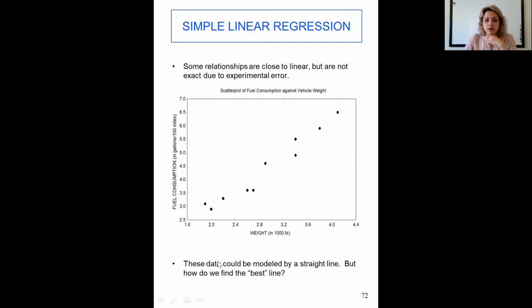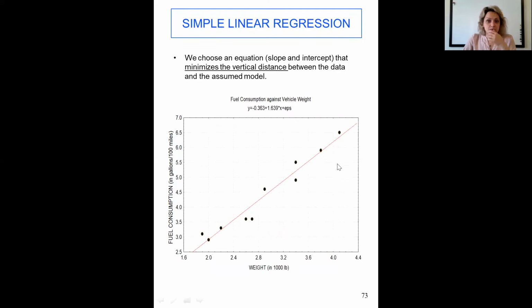Some relationships are close to linear, but are not exact due to experimental error. This is a review, and we are going to talk about it a lot again in chapter 2, but you can look at it in CHE 220 chapter 11. It goes through all the proofs for how we can have the best fitted model. Basically, you're going to have a straight line for the linear, right? How can we make sure that you have the best straight line? You would choose the best one.